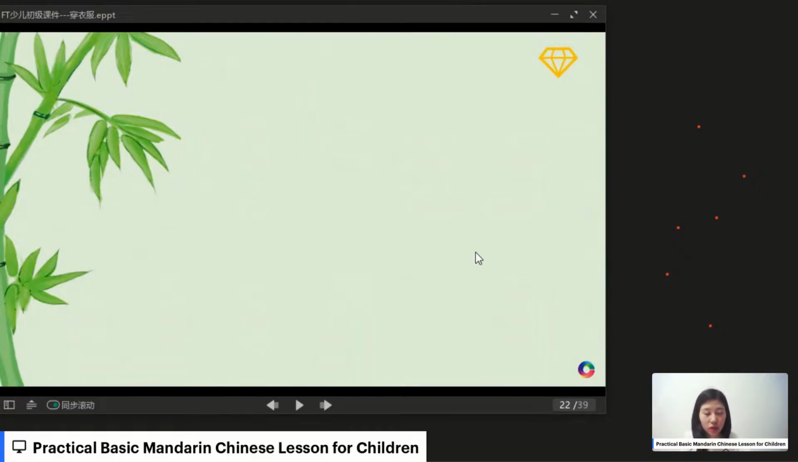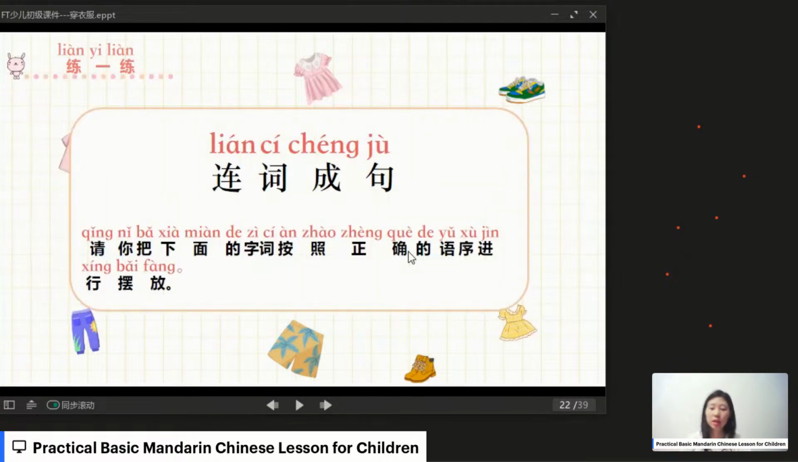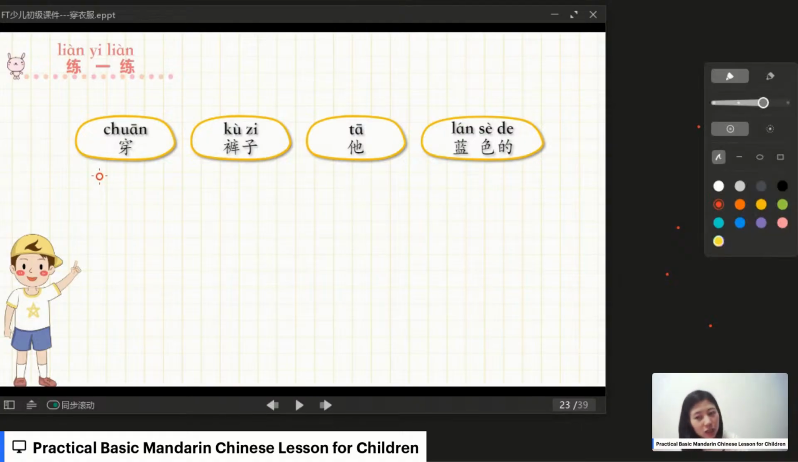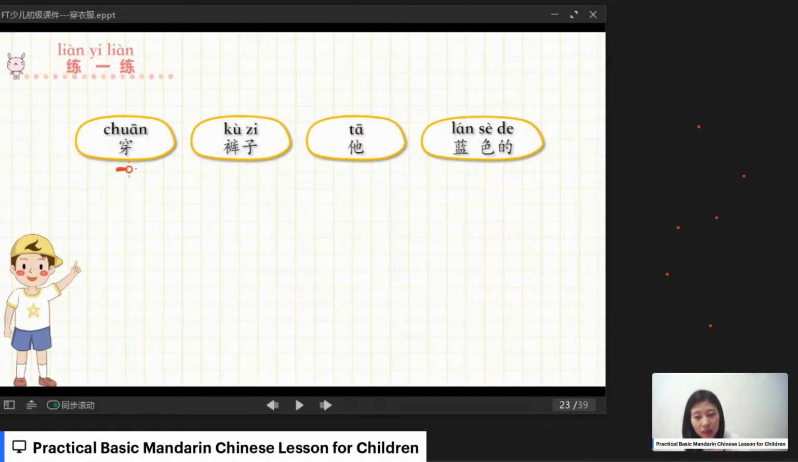Okay. So do we have another? Oh, okay. That one we're going to do more practice, because we're going to make sentences using the given words. So let's see the given words. The first one is 穿, that would be wear. 裤子, 他, the person, and 蓝色的, that would be blue.